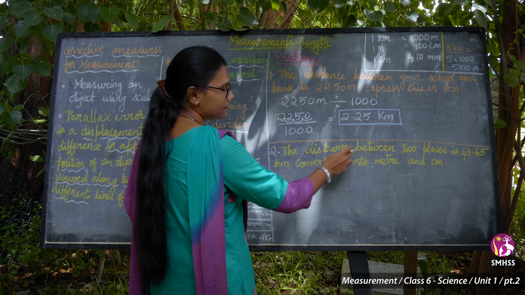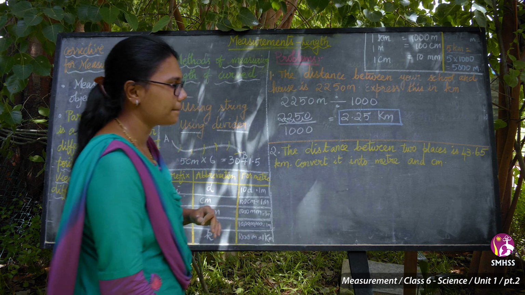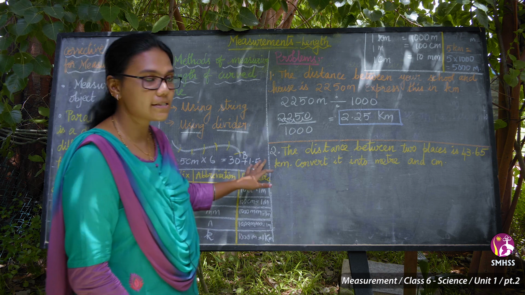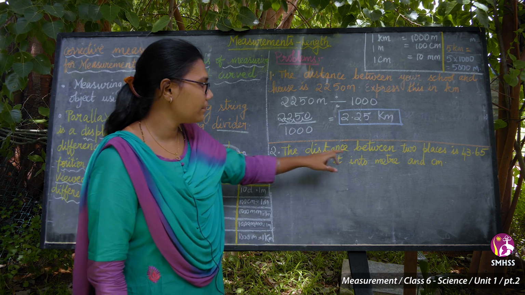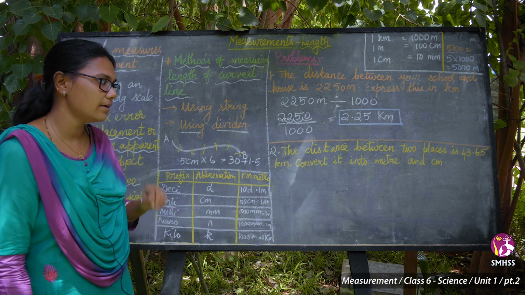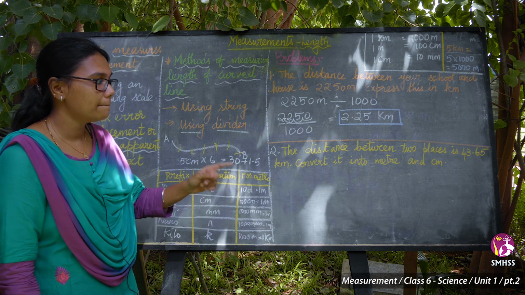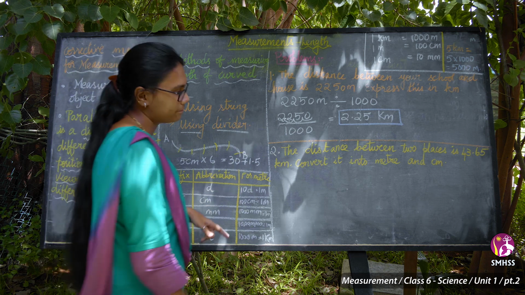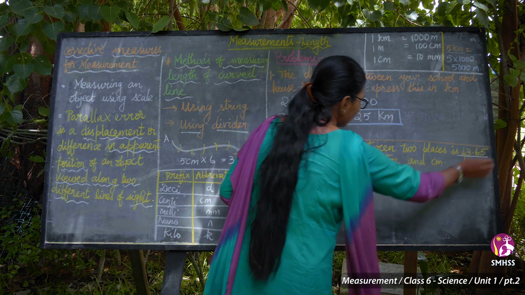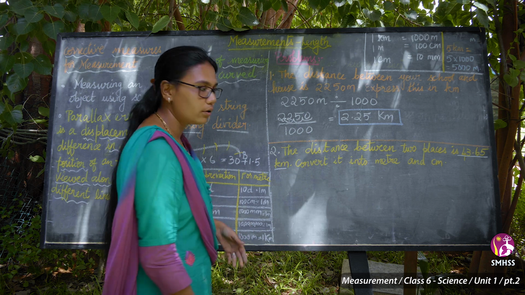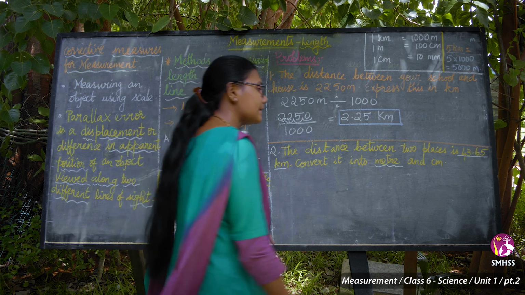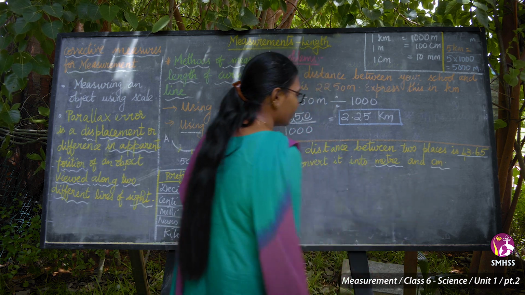That's all. The distance between two places is 43.65 kilometer. Second sum I am coming. The distance between two places is 43.65 kilometer. Convert it into meter and centimeter. Now first, where do we have it? It is in kilometers. We have to convert it into meter and centimeter.